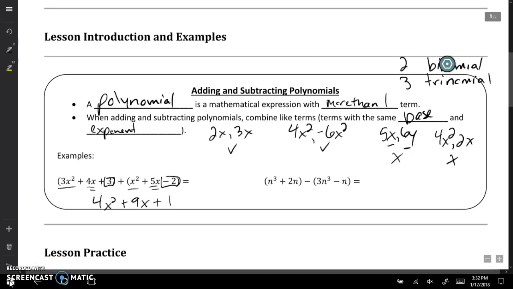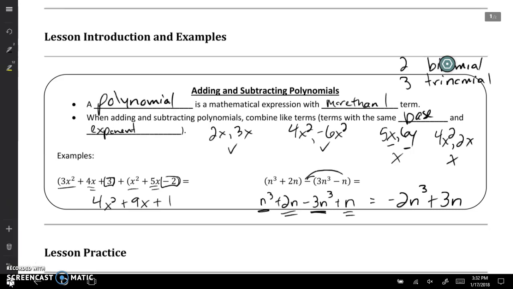Now, what we got to do here on this one, though, is we got to distribute that negative sign when we're subtracting. It becomes n cubed plus 2n, and it becomes minus 3n cubed, and then it becomes plus n, because then minus n. Now n cubed minus 3n cubed is negative 2n cubed, and then 2n plus n is plus 3n. And that's as far as you can go. You're just combining like terms. So you guys know the drill.